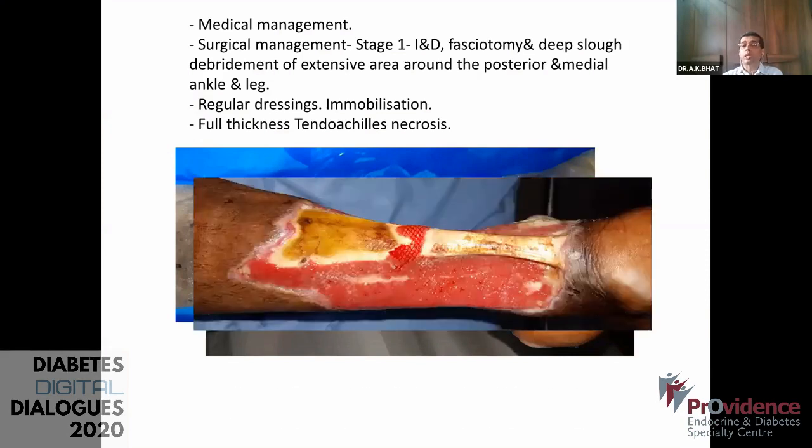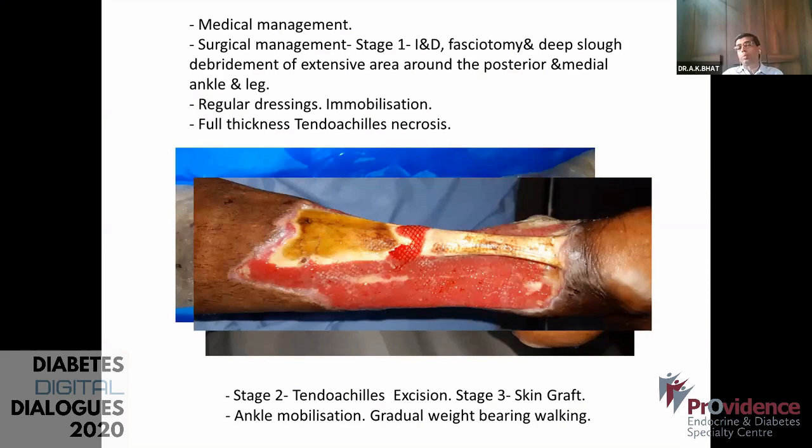Stage 2, after counseling and talking to the patient: obviously the tendo Achilles has to go, because it was a full thickness necrosis. There was no chance of a salvage, unlike in trauma where you can go for a free flap or a pedicled flap. Once the tendo Achilles was excised, then in stage 3 later, he underwent a skin graft and gradually had ankle mobilization and gradual weight-bearing walking.